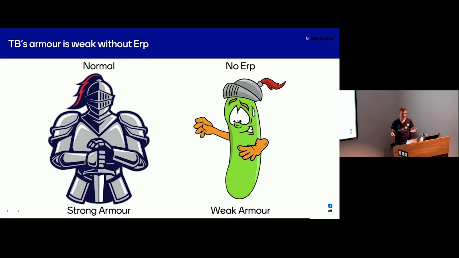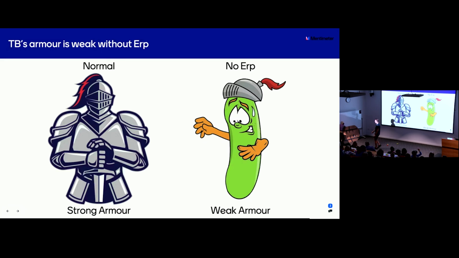So, I need a volunteer for this. Manu, if you come and help me. Manu is going to be the normal bacteria with the strong armor, with ERP in the armor. And I'm going to be the bacteria with the weak armor that doesn't have ERP. If you have a red ball or a pink ball, these are going to represent our drugs, some of the drugs that we use against TB. After three, I want you to throw it at either the bacteria with the strong armor or the weak armor, and we're going to see what happens. So 3, 2, 1, go.